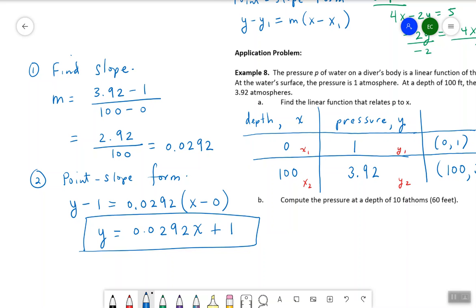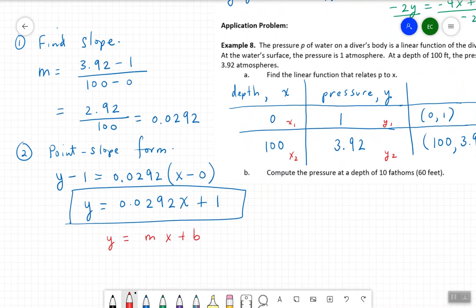Notice we didn't actually need the point slope form. We actually could have gone straight into y equals mx plus b because we were given the y-intercept, right? The y-intercept is the y value when x is 0, and so that was already known to be 1. And so we knew the slope from step 1, and we were given the y-intercept. Then we could have skipped the point slope formula and written our answer directly. In any event, there it is.